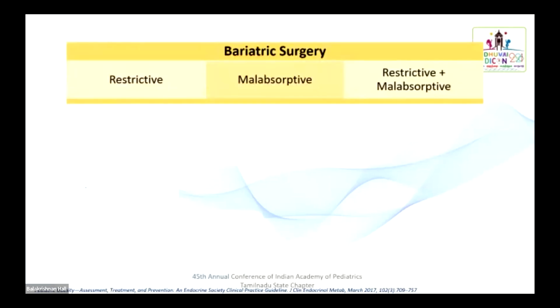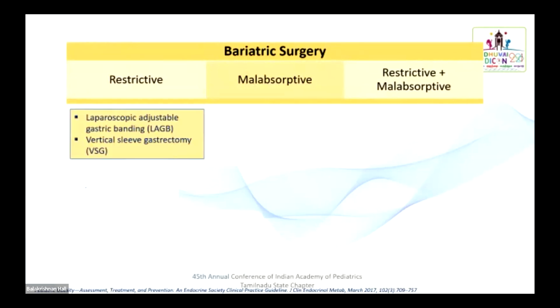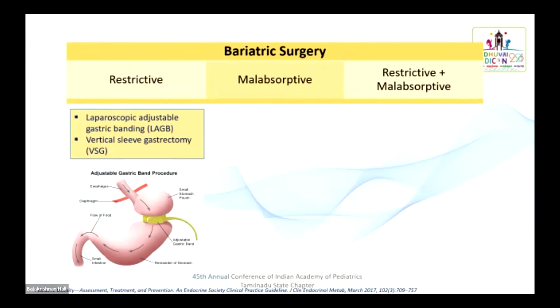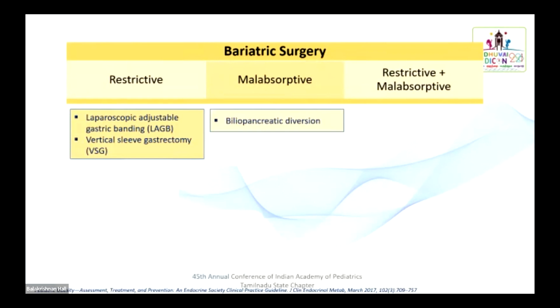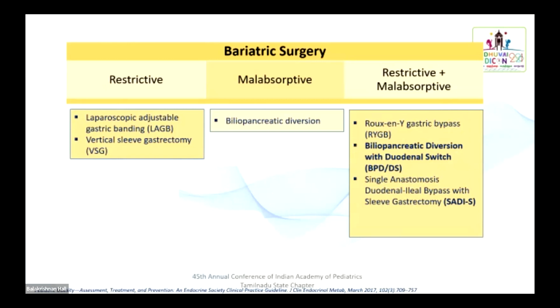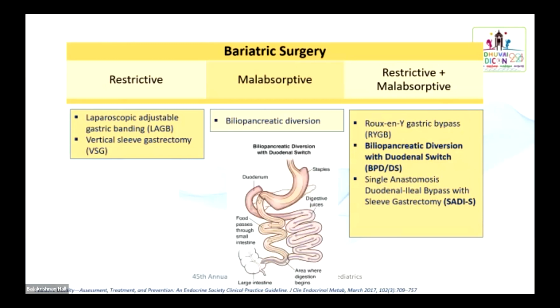There are various types of bariatric surgeries. Restrictive, where you decrease the amount of food by limiting the size of the stomach, either using a band, which was used in the past, or nowadays vertical sleeve gastrectomy, where 85% of the stomach is resected. Or it could be malabsorptive, where you change the anatomy of the intestine so that the absorption doesn't take place. For example, biliopancreatic diversion, where you divert the pancreatic juices away from the food content, so it's not going to get digested and malabsorption takes place. Or a combination of both. The most common is Roux-en-Y gastric bypass surgery, which has restrictive as well as malabsorptive components, and a variety of new such surgeries are coming up.